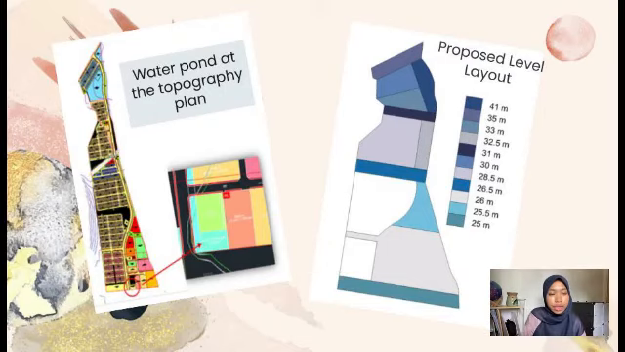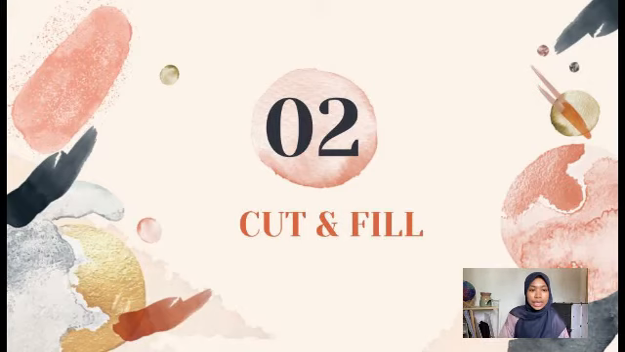A few factors were taken into consideration in our project while designing the proposed level. In our zone, we noticed there was a water point as the figure shows, hence the other proposed levels need to be higher than this area to ensure the effective flow of rainwater from the highest to the lowest to avoid standing water pools. Hence, the water point will be the lowest level in the site. The next figure shows the proposed level layout in our development plan. It is assigned in the range of 41 meter to 25 meter. The next design requirement is cut and fill.